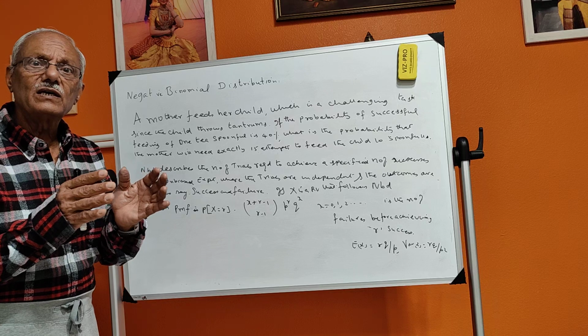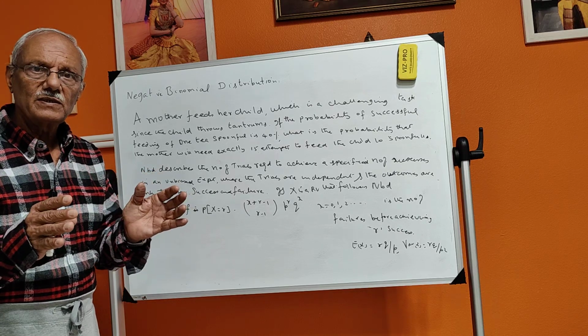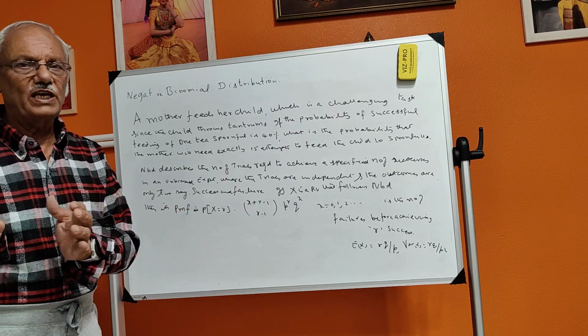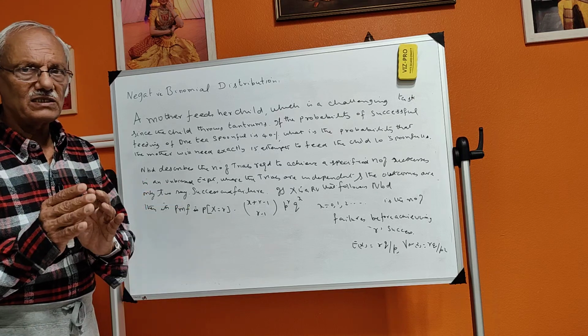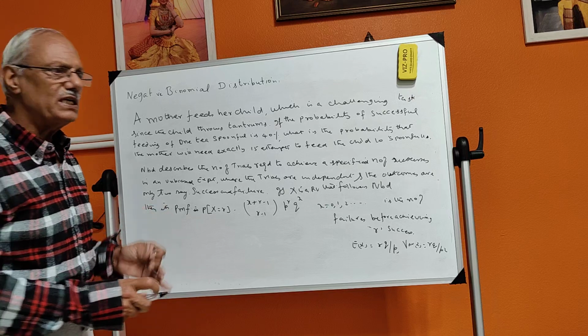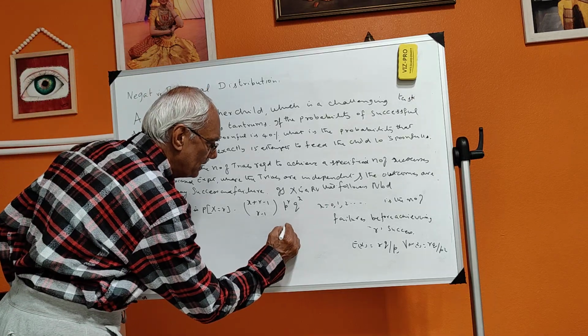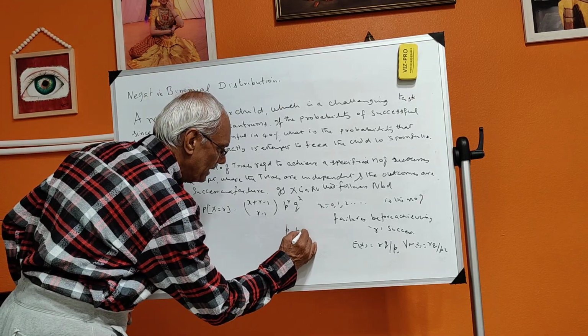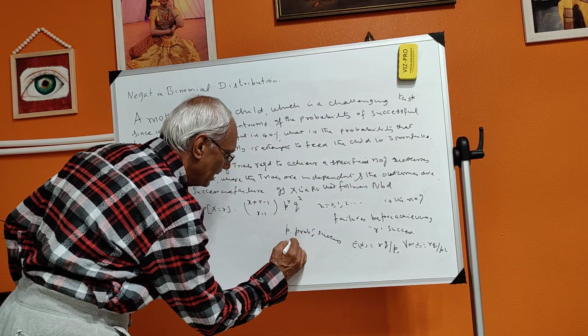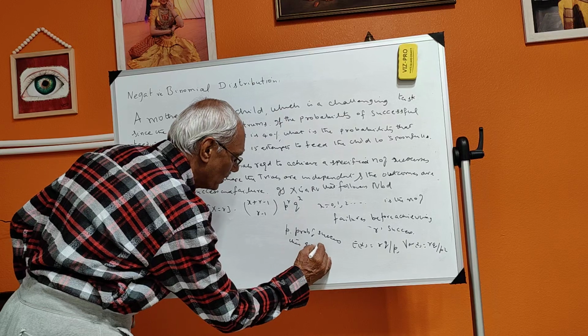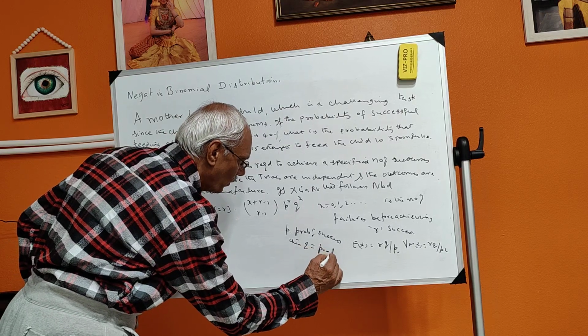the trials in the experiment are independent and the outcomes of the experiment are only two, either success or failure. If we take P to be the probability of success, then Q is equal to the probability of failure.